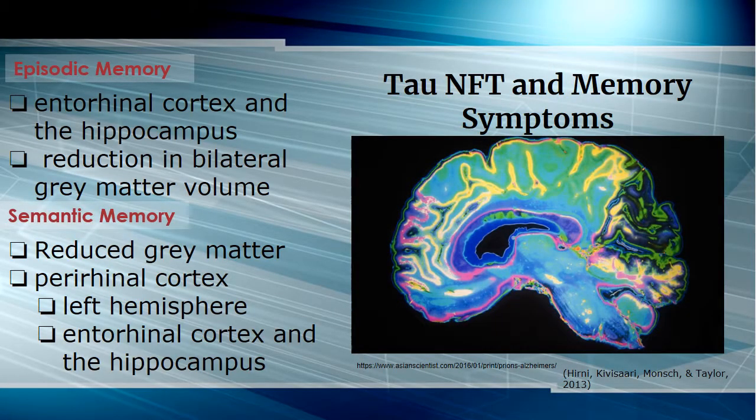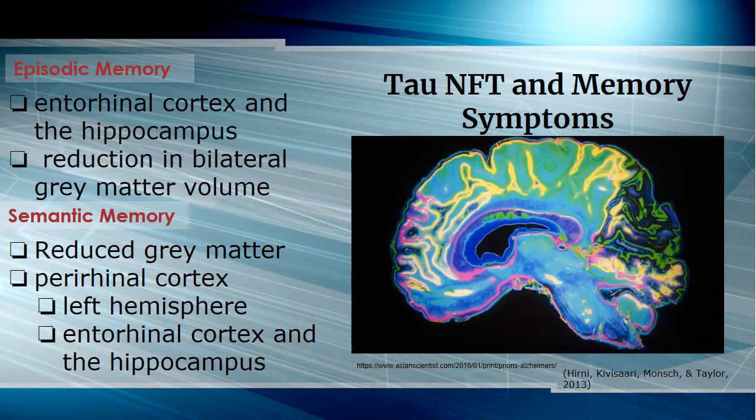Tau neurofibrillary tangles have also been shown to impair episodic and semantic memory. Gray matter volume is said to be negatively correlated to tau neurofibrillary tangles. Therefore, tau pathology reduces gray matter volume, and these reductions can lead to semantic or episodic memory impairment depending on the location. For example, researchers have established that the entorhinal cortex and the hippocampus play a role in episodic memory, and in 2013 it was discovered by Hernandez et al. that reduced gray matter volume in these areas on both sides of the brain results in episodic memory impairment.